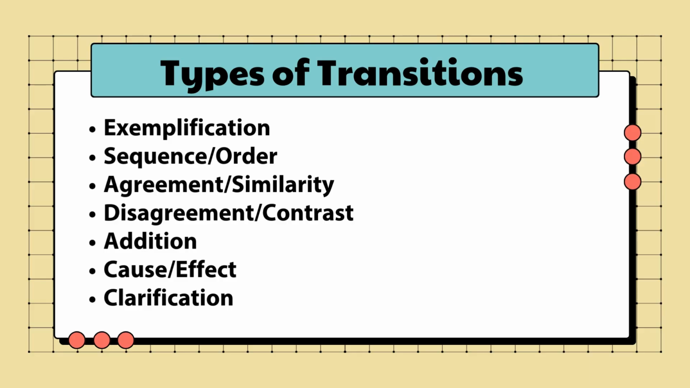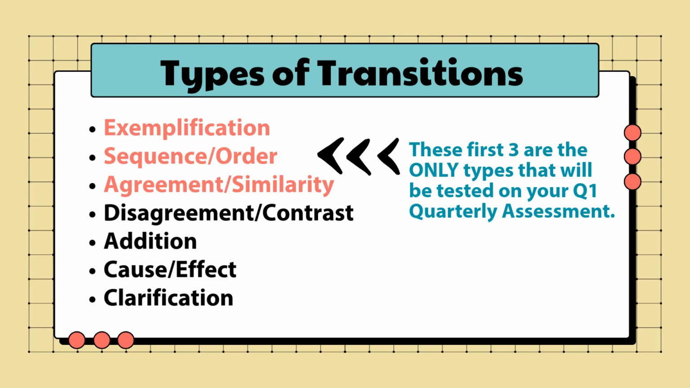Since this is a quarterly assessment review, we will only focus on the ones you'll be tested on for quarter 1. For this QA, you only need to understand 3 transition types: exemplification, sequence order, and agreement similarity. If you spot a choice that's not one of these 3, you can usually eliminate it right away.